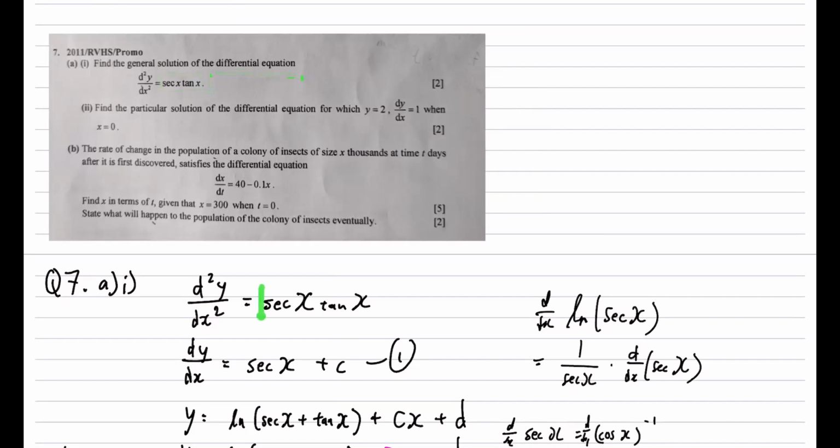For this one, you need to look at your MF26. Can you see the secant x times tangent x under derivatives? Yes, it's secant x. So if you work backwards from integrating secant x tangent x, you should get secant x, so secant x plus c. Just use the formula list.